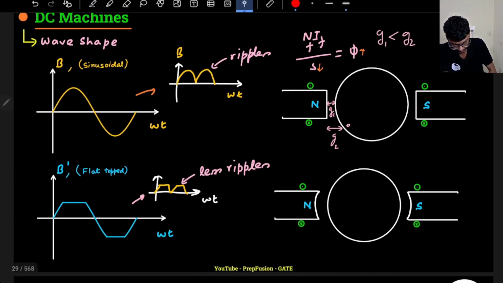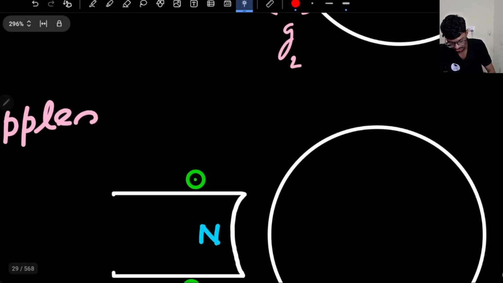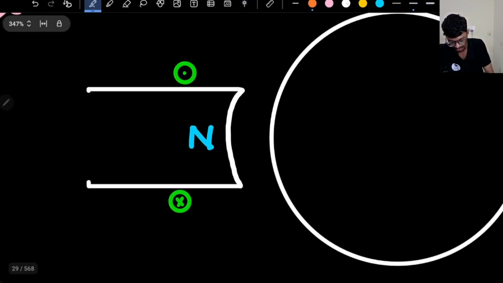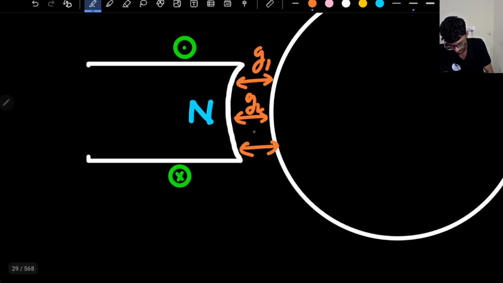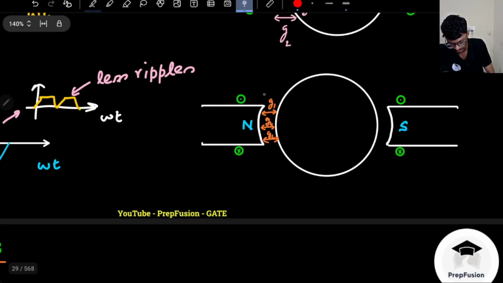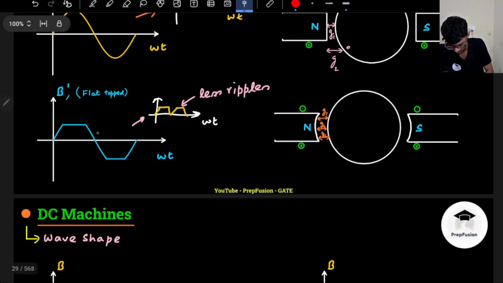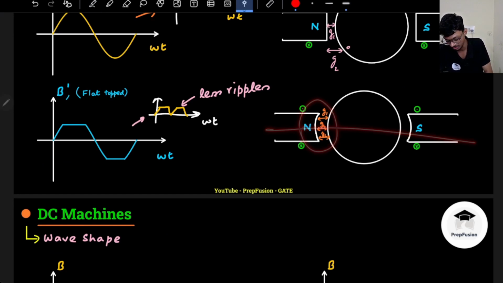But what if I keep this air gap constant? So here it is not G1, G2. This air gap I have kept it constant. How? By chamfering the poles. So this air gap across the field lines is always constant. Outside the field it is again changing. Does not matter. Here it is changing, totally fine by us. But inside, from north to south, it is always constant.